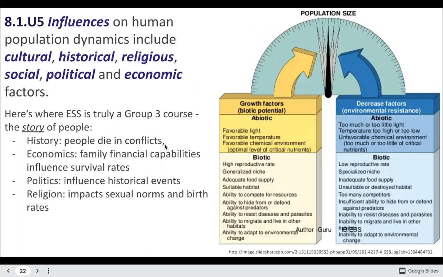But influences on human population dynamics, like pretty much everything, could be cultural, historical, religious, social, political, economic, etc. You might hope that we're just making population decisions based on logic and reason and trying to be environmentally sound, but it's hard to argue that religious aspects don't come into play, that economic aspects don't come into play, right? Yeah, a lot of different reasons that people might have more or fewer children.